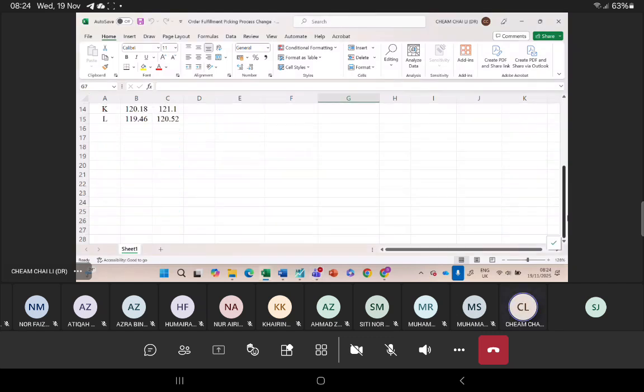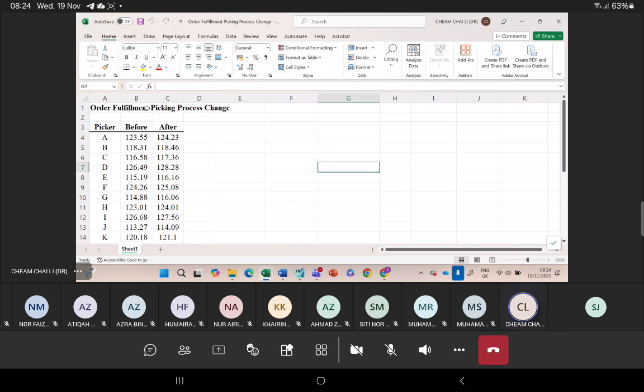So this is what you all received, right? Okay, order fulfillment picking process changed. Say we have pickers, the people who pick the fruit, right? And this is the picking rate of the pickers before the new technology is introduced, and this is the picking rate after the new equipment has been introduced, right?